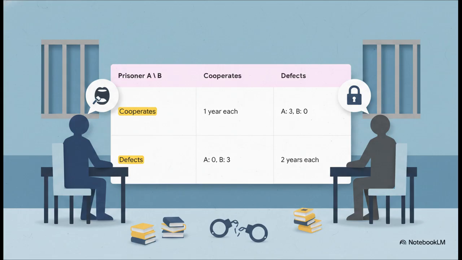But if you stay silent and your partner testifies against you, they walk completely free, and you get slapped with 3 years. Because you literally cannot trust the other person to stay quiet, your most rational, dominant strategy is to protect yourself and testify. But here's the kicker. Since you both think this way, you both testify and you both get 2 years. By trying to be perfectly rational, you both end up worse off.